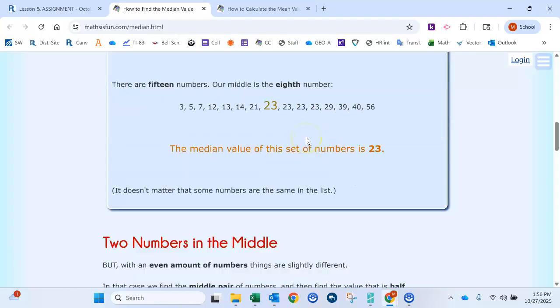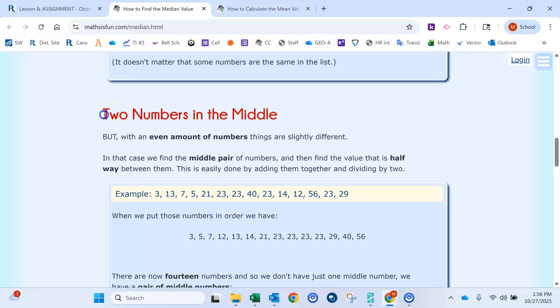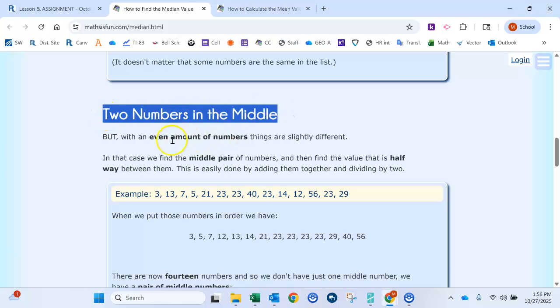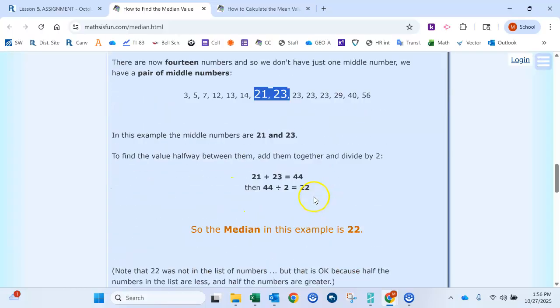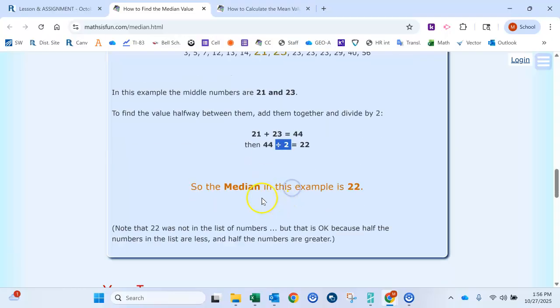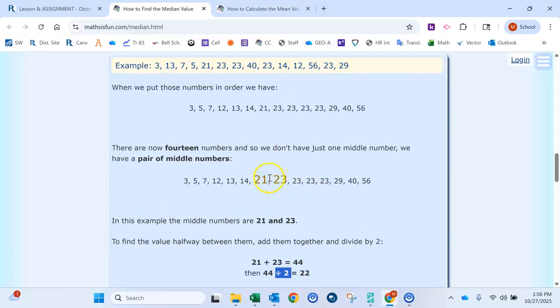And sometimes you have two numbers in the middle. What do you do there? Well, if you have two numbers in the middle, like this was an example here, you had 21 and 23, right? So what do you have to do? You have to find the value between them. So you have to go 21 plus 23 and then divide by 2. So the median would be that if there's two numbers in the middle, okay?